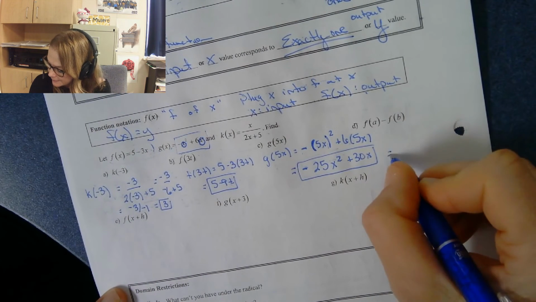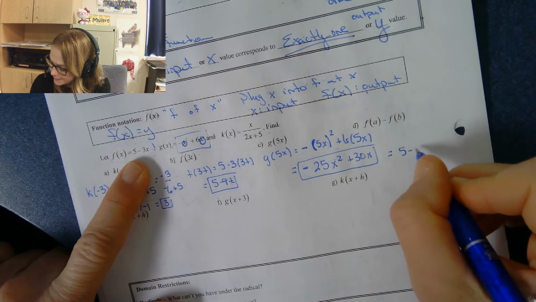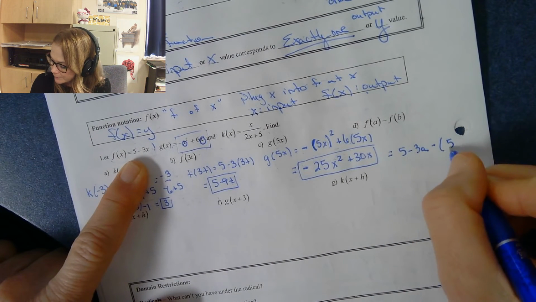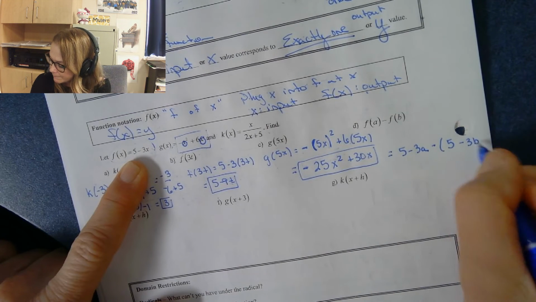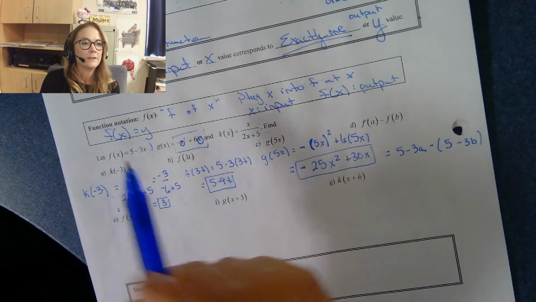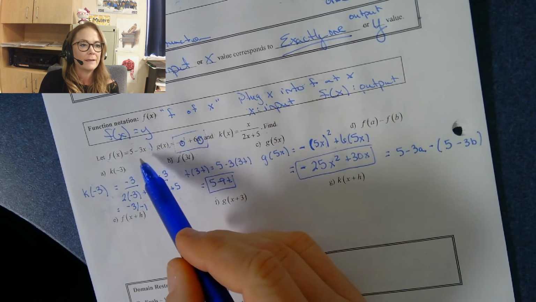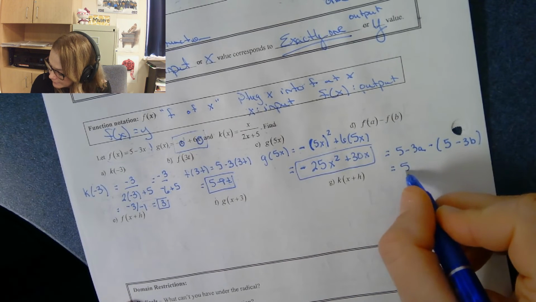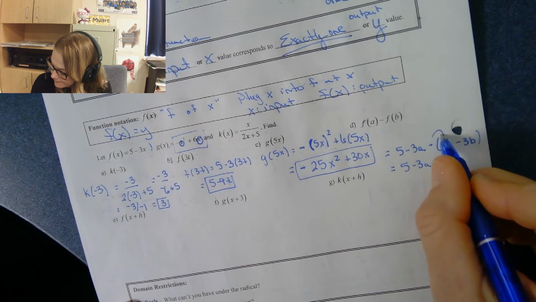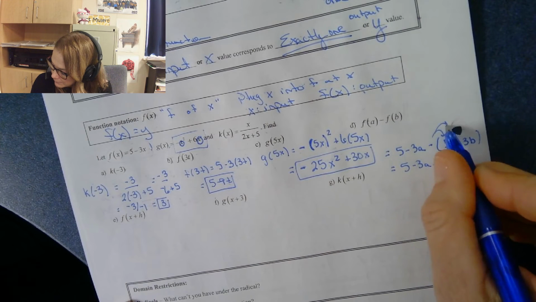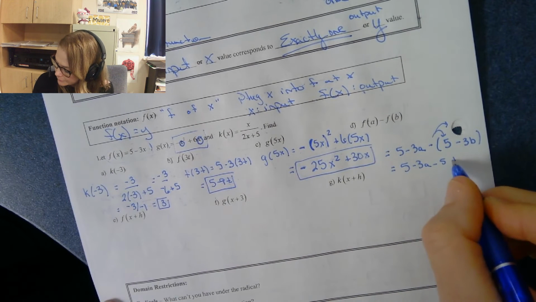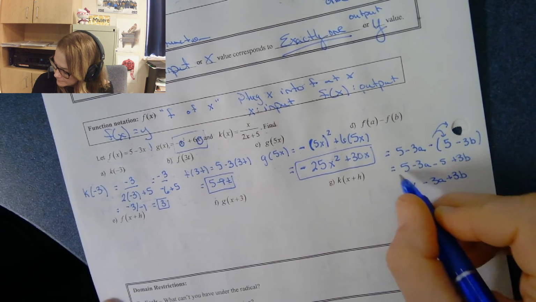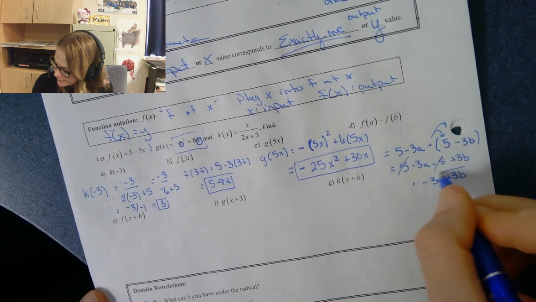Okay, let's do that. So 5 minus 3a minus, and it's two terms, so I'm going to protect it with parentheses, 5 minus 3b. Okay, so I just write 5 minus 3a minus 5 minus 3b. And since I'm minusing two terms, I need that parenthesis. So this becomes 5 minus 3a minus 5, excuse me, plus 3b. So the 5's cancel, and this is just negative 3a plus 3b.